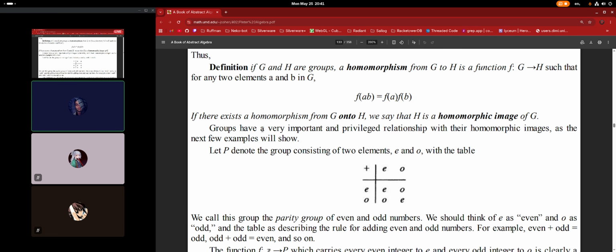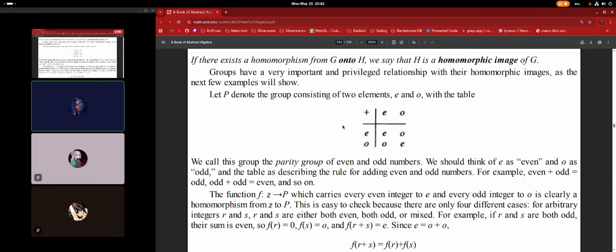If there exists a homomorphism from G to H, we say that H is a homomorphic image of G. Groups have a very important and privileged relationship with their homomorphic images, as we're going to see right now. So then we have the odd and even example, right? What happens if you do addition on odd numbers and even numbers? What do you get? You get this table here.